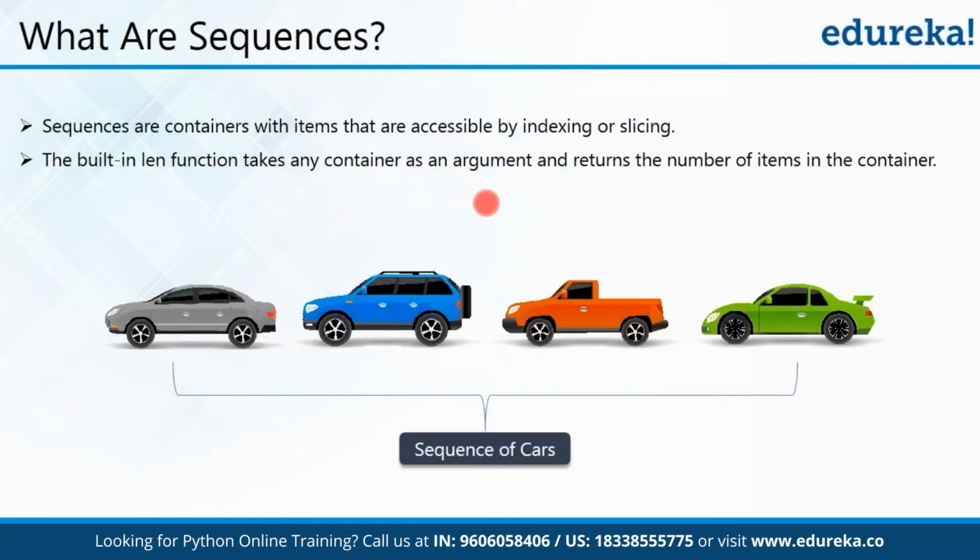So what are sequences? Sequences can be considered as containers, and in those containers, certain items are stored. Now you can consider the example that is there in front of your screen. Over here you can see that there are different types of cars present. So this becomes a sequence of cars, and each of the cars becomes an item or an element of this particular sequence. So you have a grey color car, you have blue, and so on. All of these cars combined together form a sequence. That is exactly what a sequence is. There's no rocket science behind it.